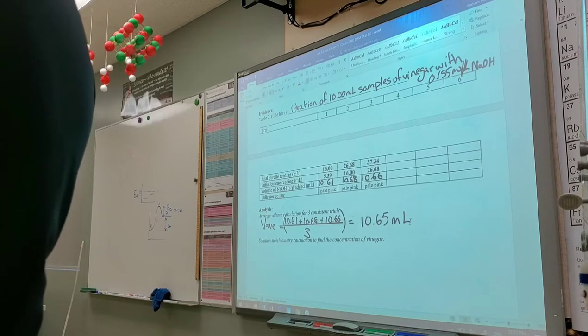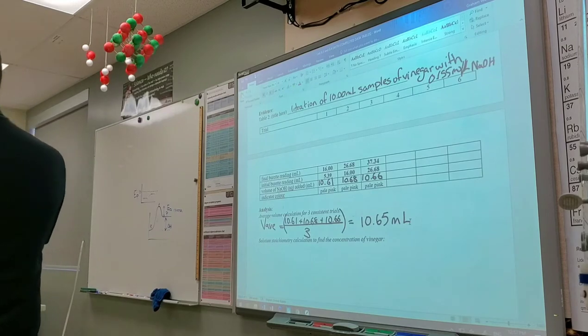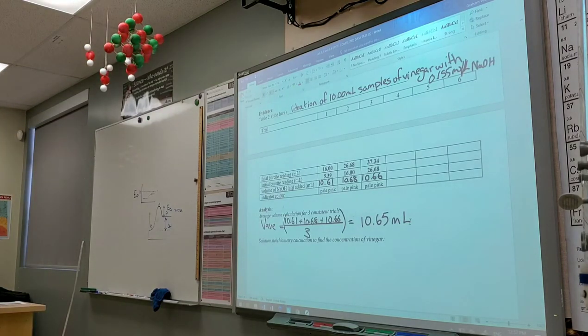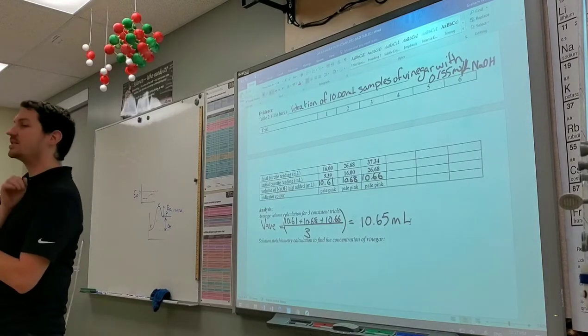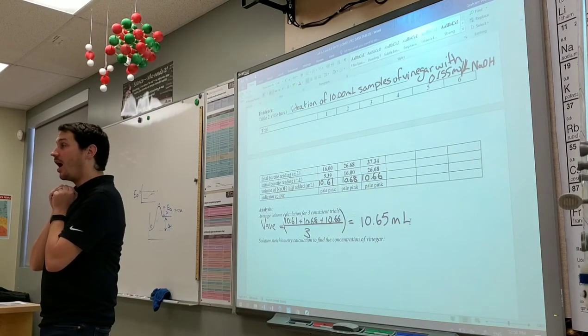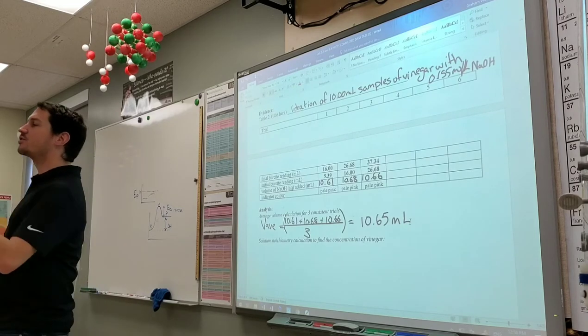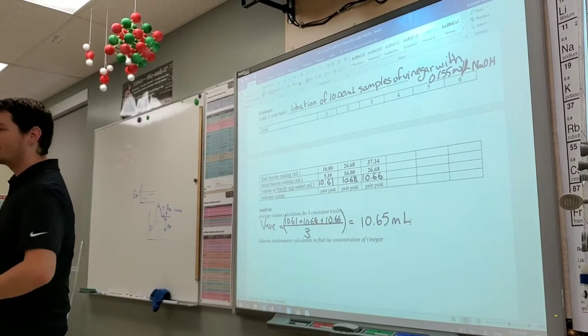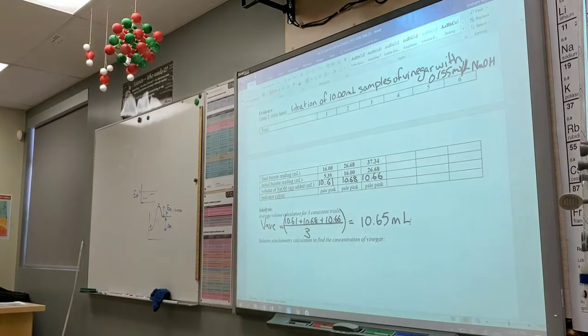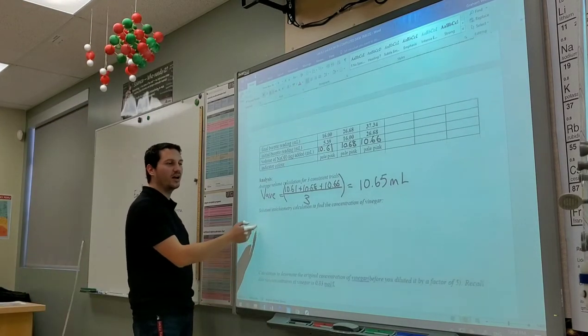I think our first day of titrations was a little rough. But the second day of titrations, did the second day go a little bit smoother than the first day? Yeah, big time, right? That's because you had already screwed up once and you learned from your mistakes, and you were human beings, and that's what you should be doing, and that's totally fine.